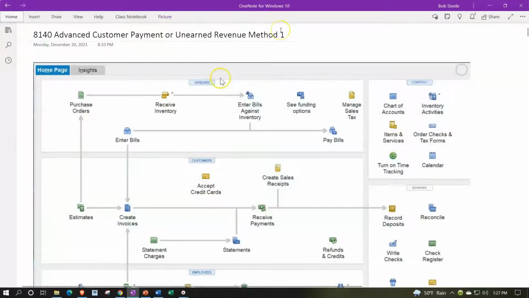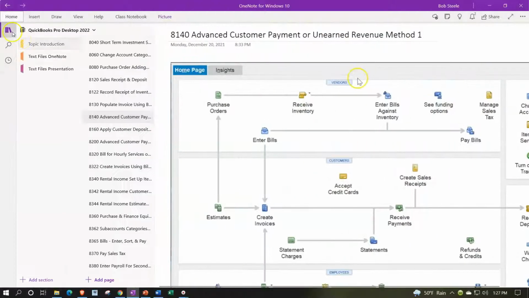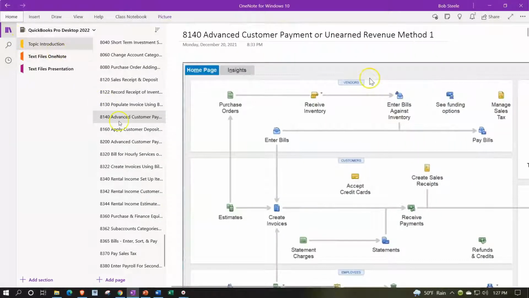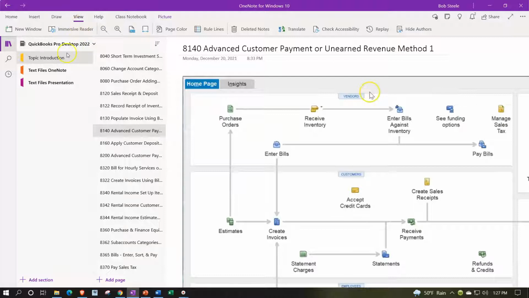If you have access to OneNote and would like to follow along, icon on the left-hand side, topic introduction, 8140, Advanced Customer Payment or Unearned Revenue, Method 1 tab. Also, take a look at the Immersive Reader Tool, topic introductions in the text area 2. Same name, same number, but with transcripts. Transcripts that can be translated into multiple languages and either listened to or read in them. Same name and number as presentations as well.